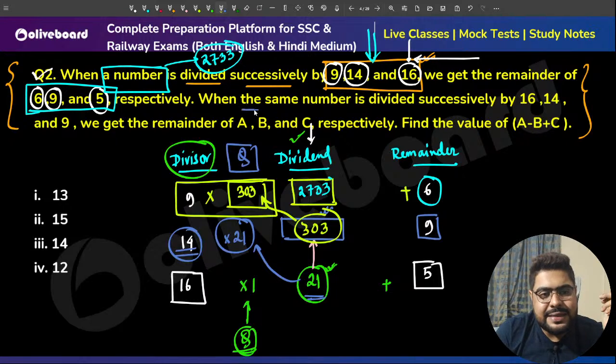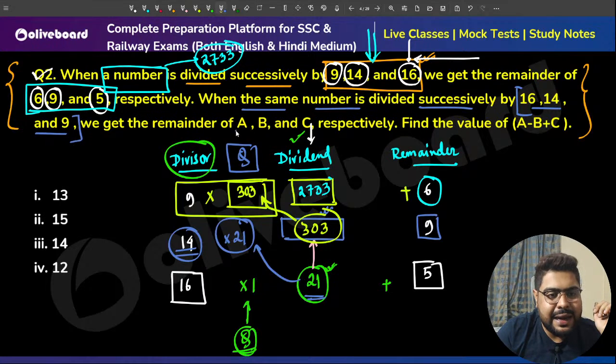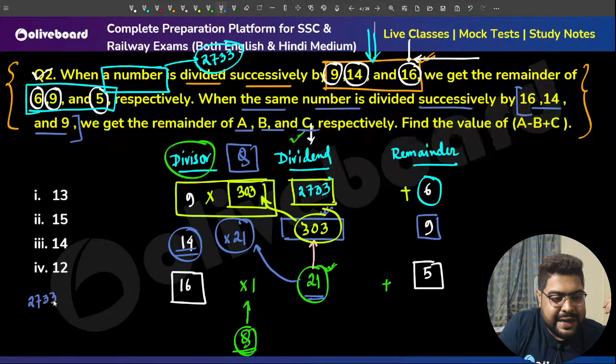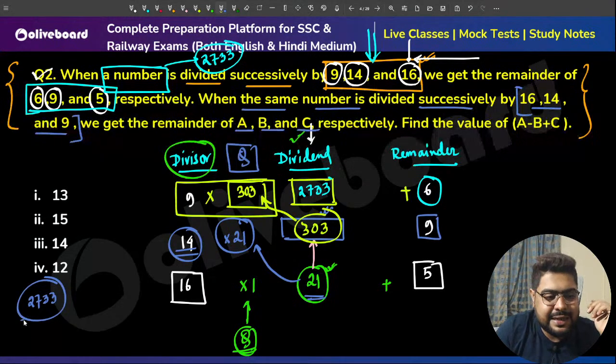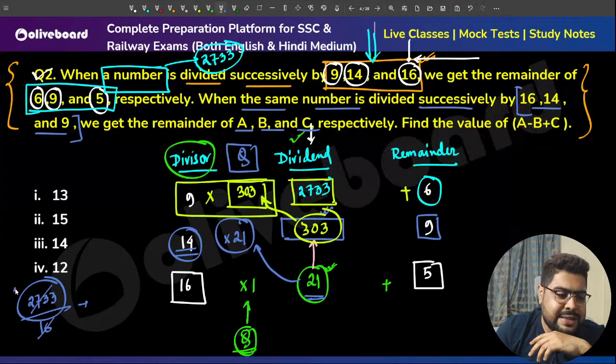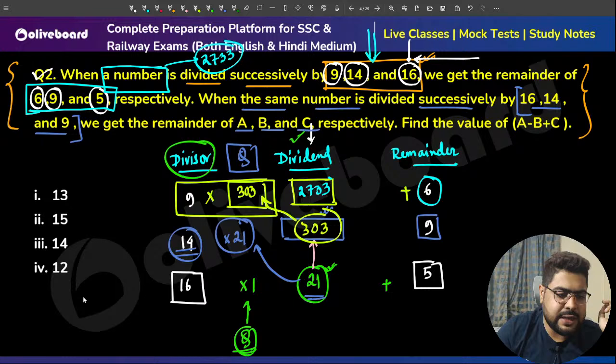When the same number is divided successively by 16, 14 and 9, the remainders are this, this and this. Again, let's do this. So 2733, now it is getting divided by 16. Figure out the remainder. 16 1s are 16. We have 113 that is left. So 16, 1... Just a second, am I doing it correctly?